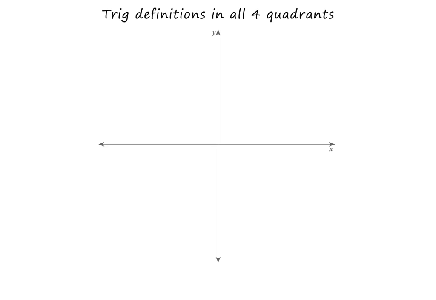In this lesson, we are going to learn about the trig definitions of sine, cos, and tan in all 4 quadrants. In grade 10, we only looked at angles in the first quadrant. The angle theta is measured in a clockwise direction from the x-axis.